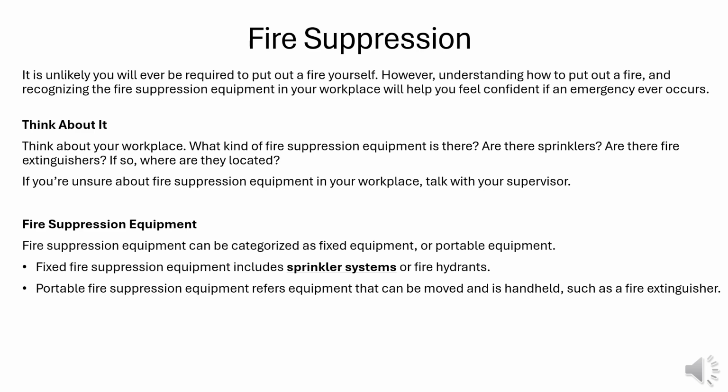Fire suppression equipment can be categorized as fixed equipment or portable equipment. Fixed fire suppression equipment includes sprinkler systems or fire hydrants. Portable fire suppression equipment refers to equipment that can be moved and is handheld, such as a fire extinguisher.